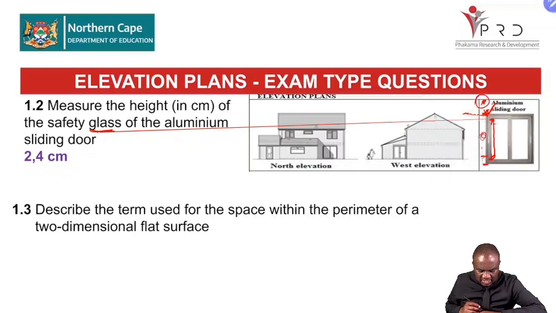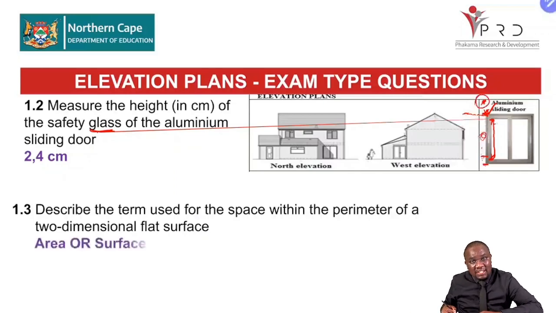Right, describe the term used for the space within the perimeter of two-dimensional plate surface, the space inside a 2D shape. The rectangle, what is the space inside the rectangle? What do we call it? It's called what? Area, or just surface area. Okay, that's surface area. Right.